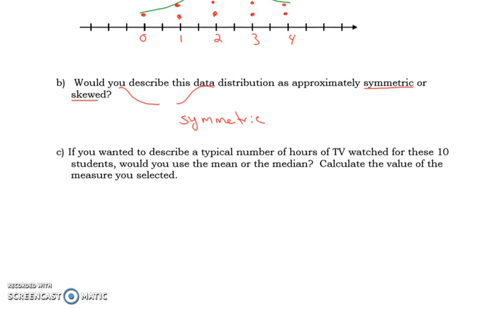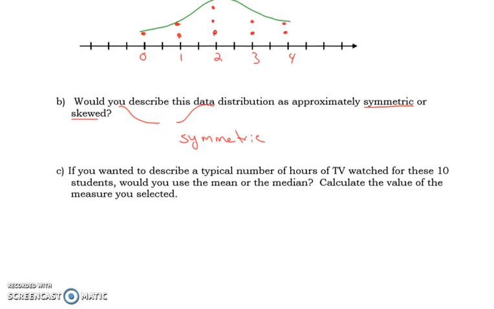If you wanted to describe a typical number of hours of TV watched for these 10 students, would you use the mean or the median and calculate the value that you measured? Now, there is a very specific answer. You cannot just say the mean because it's the average. What you have to do is take a look at whether you have outliers or not. If you have outliers, the median is the best value. If you don't have outliers, the mean is the best value. In other words, if the data is symmetric, the mean is the best. If the data is not symmetric, then the median. Since this data is symmetric, we're going to use the mean because the data is symmetric.